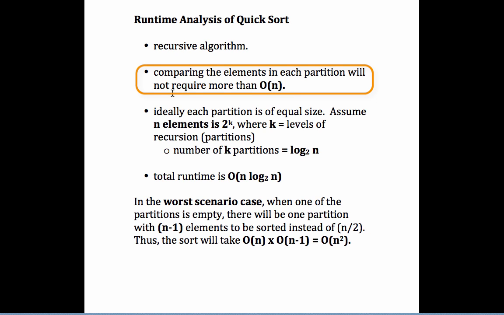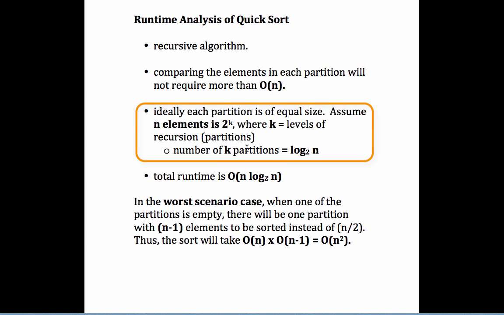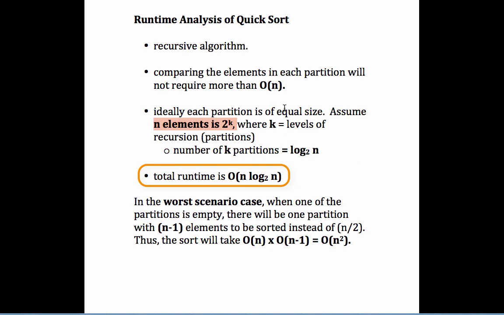Now, what do we do? Well, we need to create the partition. Similar to what we did with the technique in merge sort, we need to partition the array by basically dividing by 2. So we have what we call k partitions, and k is equal to the log base 2 of n. That comes because if we have n elements, we need 2 to the k, where k is the number of partitions. Now we need to multiply those two, so n times log 2 gives us a total running time of quicksort, which is n log base 2 of n.